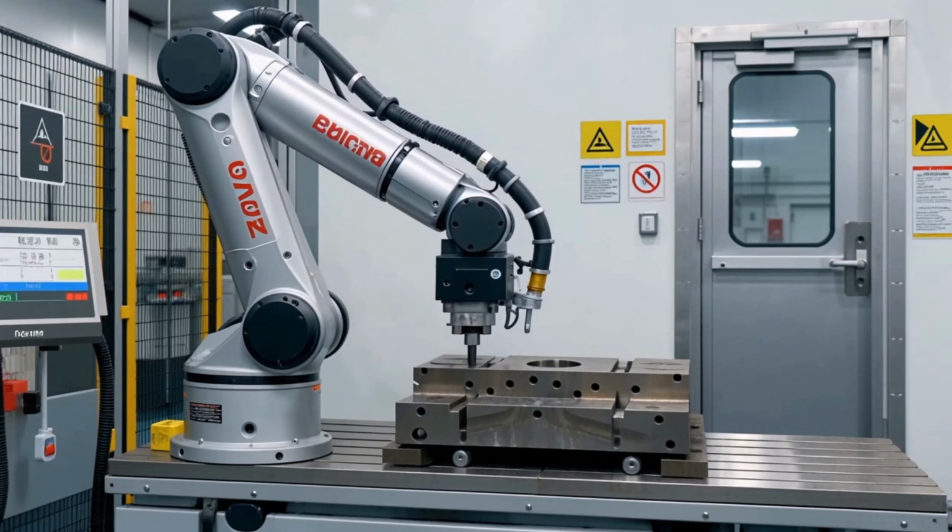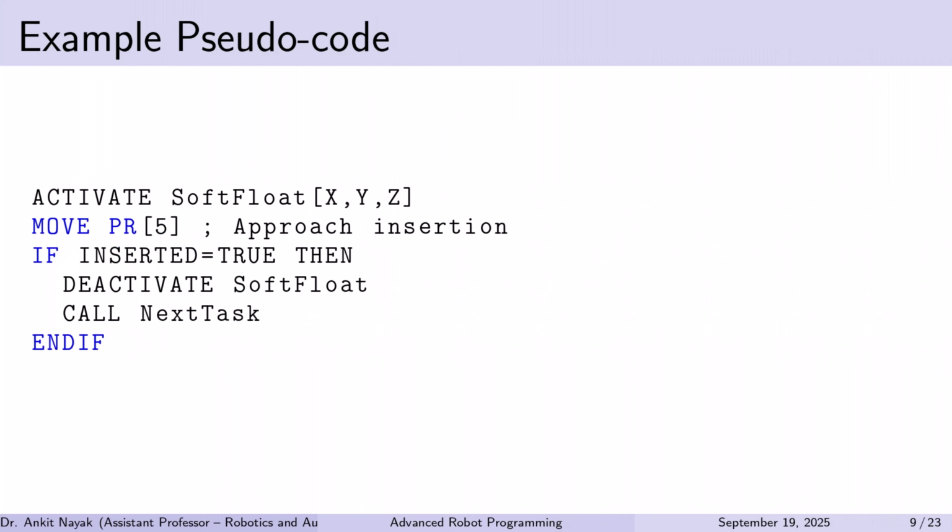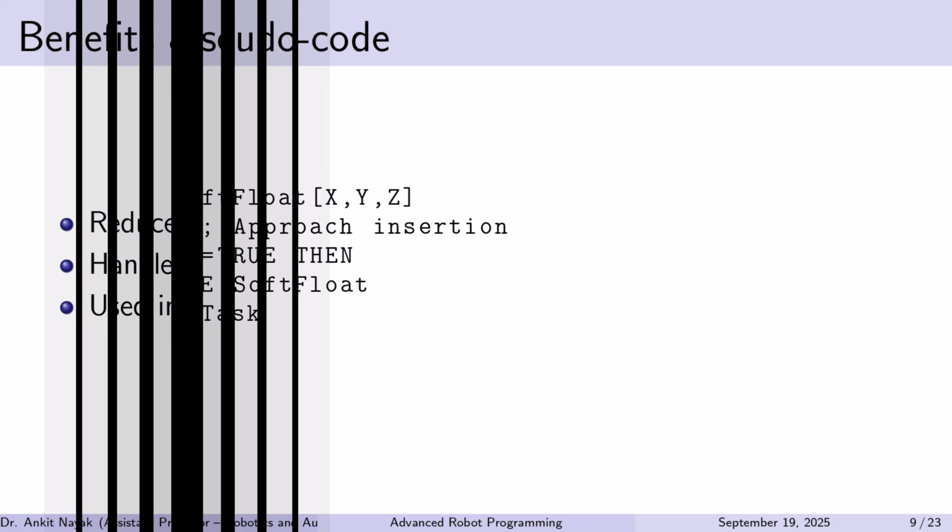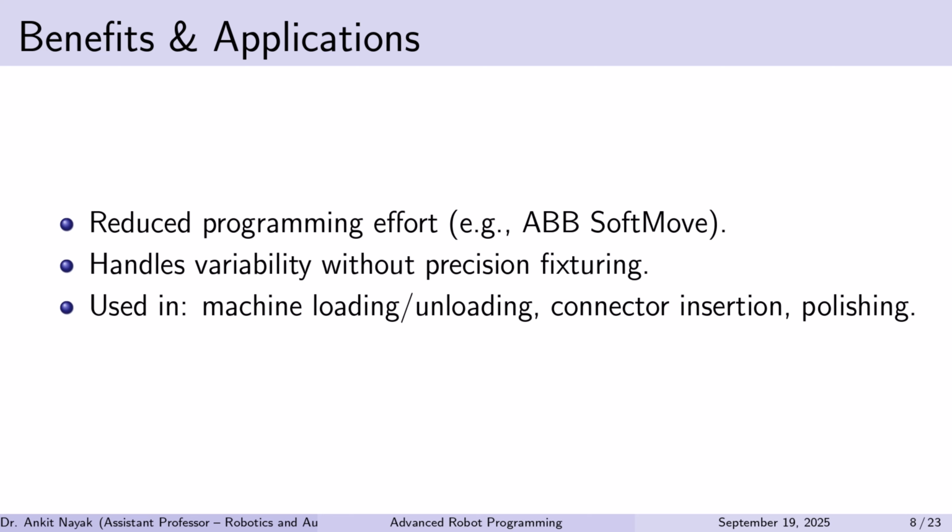Let me give you a simple example. Suppose a robot is trying to insert a metal pin into a hole. If the hole is exactly aligned, the task is easy. But if the hole is misaligned by even half a millimeter, the rigid robot will push against the hole and get stuck. With soft float, the robot senses the resistance, shifts slightly, and guides the pin into the hole smoothly. This is very useful in tasks like machine loading, insertion operations, or assembly processes.